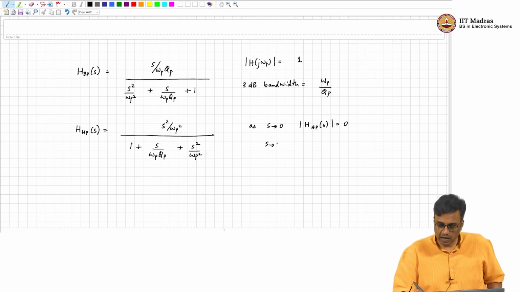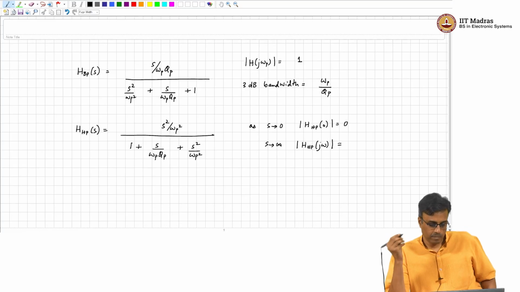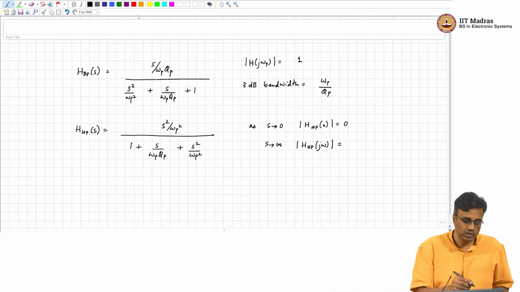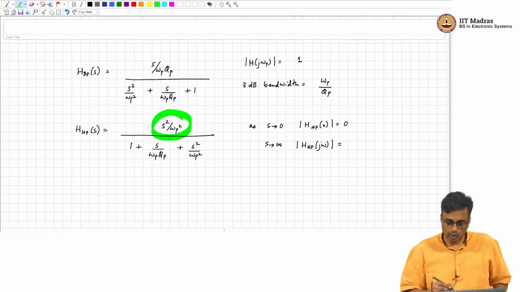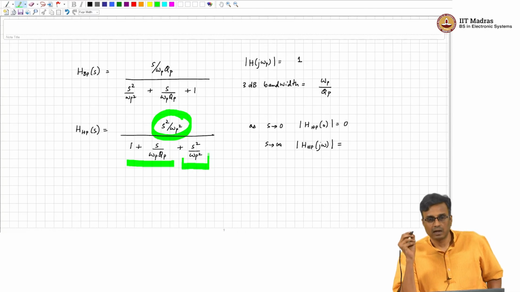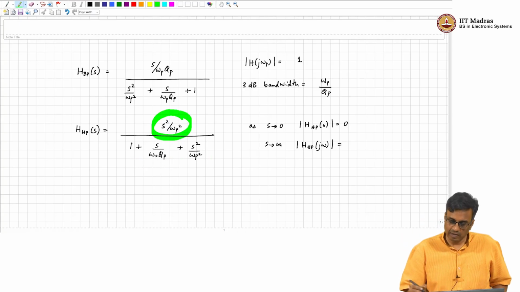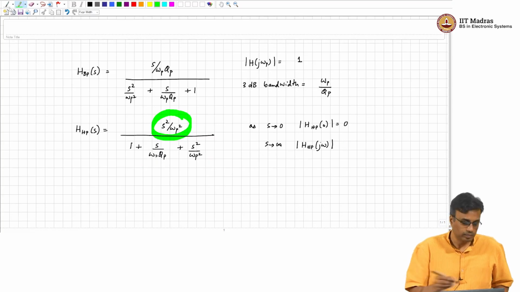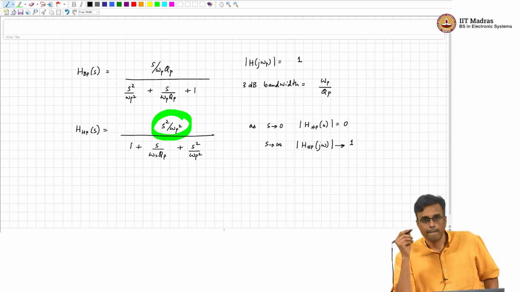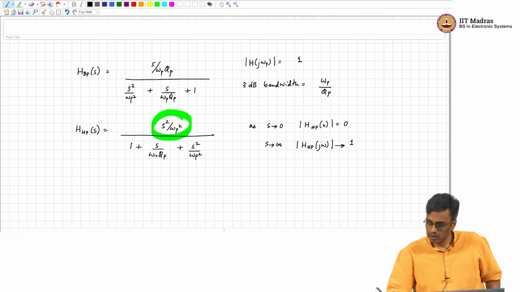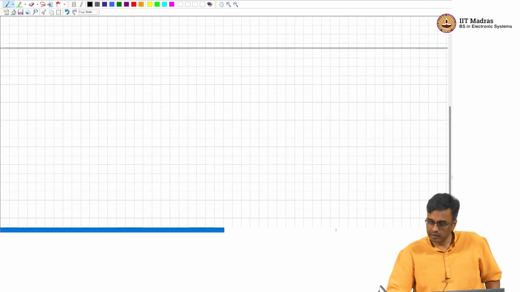As S tends to infinity, at large frequency, basically the numerator is S square by omega p square, and these two terms will be very small compared to that term. So, basically mod H as S tends to infinity tends to 1. Clear? Okay.